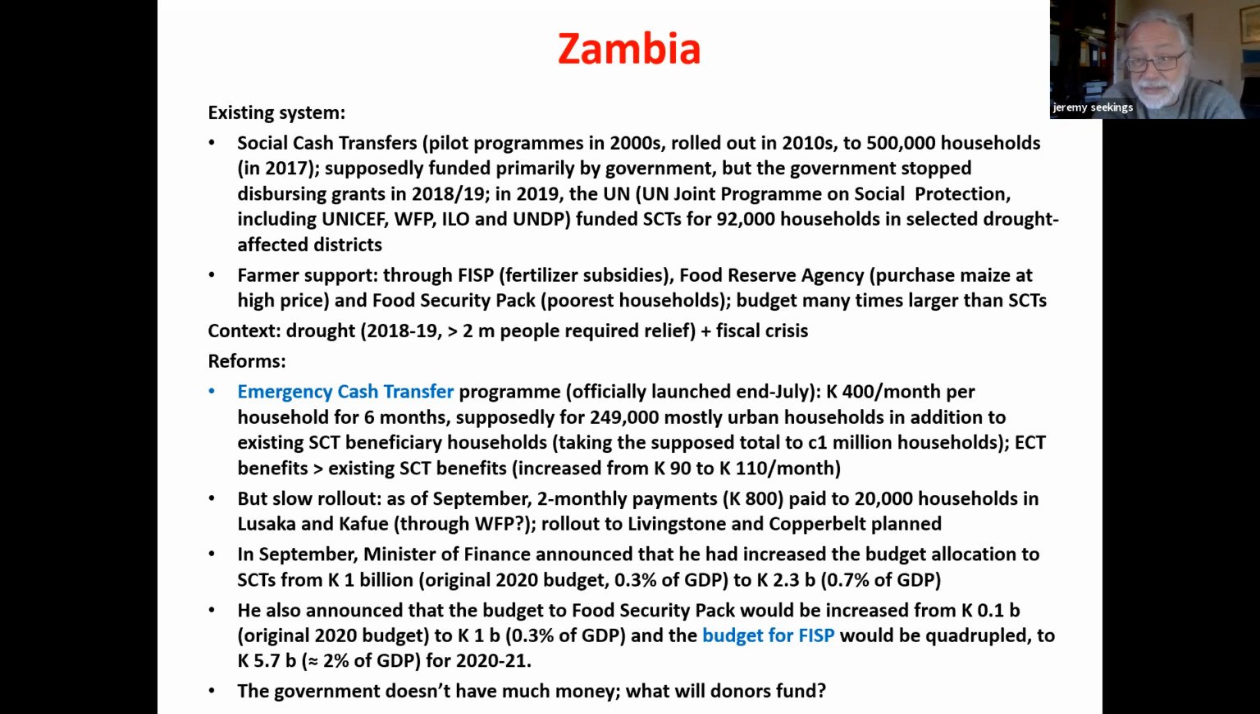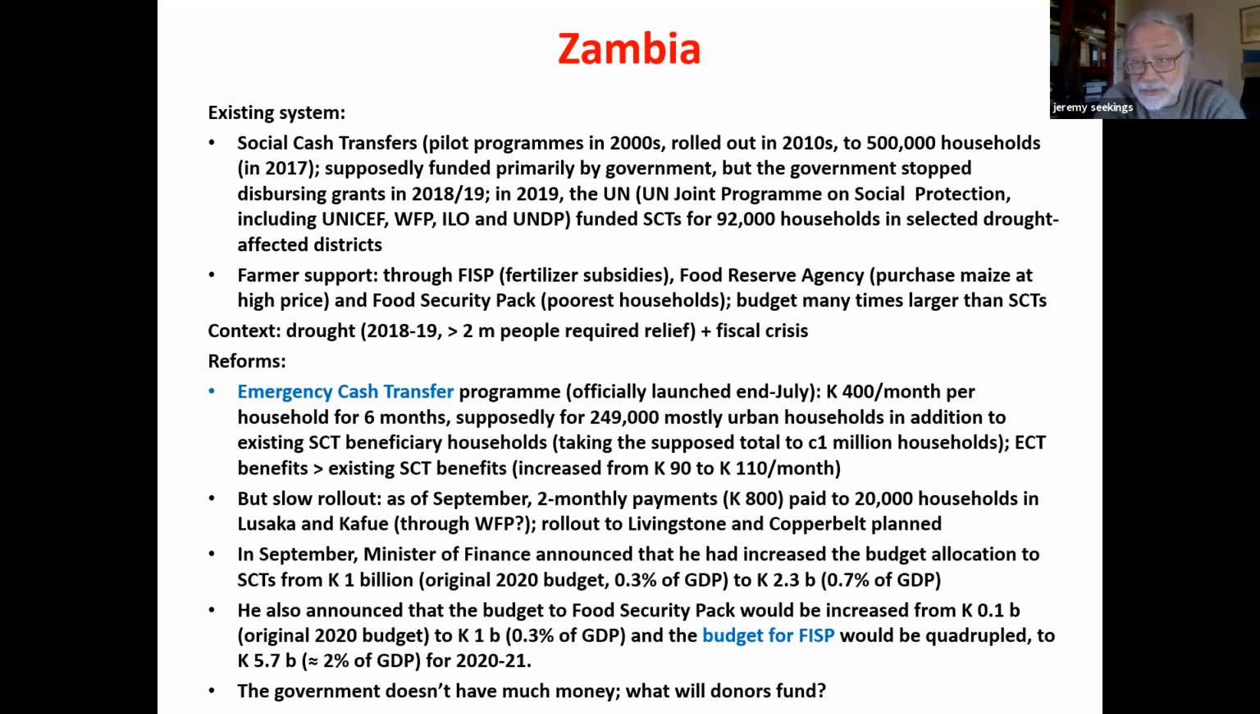What has Zambia done? Well, Zambia has an extraordinary fiscal crisis. The government has no money, and all of the expansion of cash transfers in practice has been funded by donors on a very small scale. So as Lena said, they've announced a big expansion, but actually very little has been done. The most recent data we can see is that the World Food Programme has rolled out an emergency cash transfer to 20,000 households in urban areas. So it's a tiny number of beneficiaries, really.